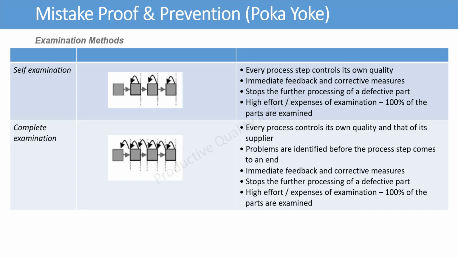Complete examination. Every process controls its own quality and that of its supplier. Problems are identified before the process step comes to an end. Immediate feedback and corrective measures stop the further processing of a defective part. High effort and expenses of examination. 100% of the parts are examined.